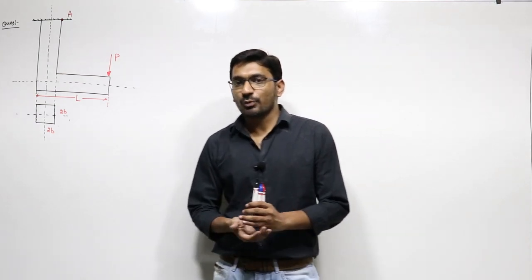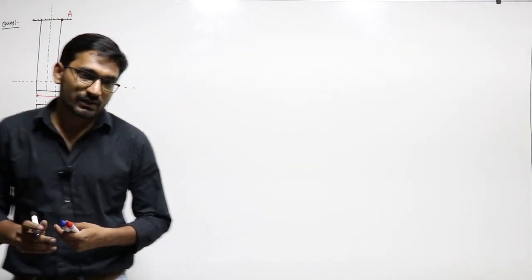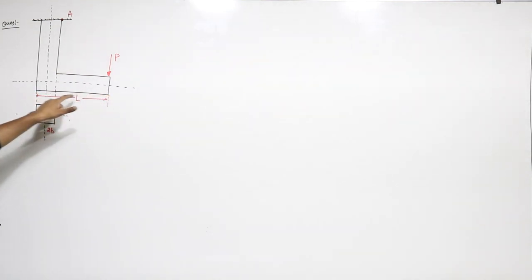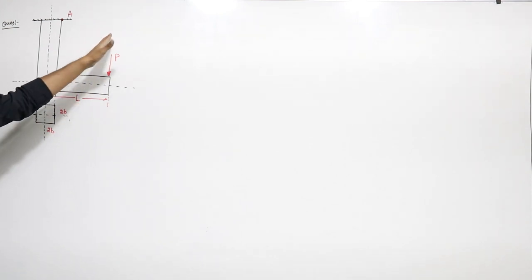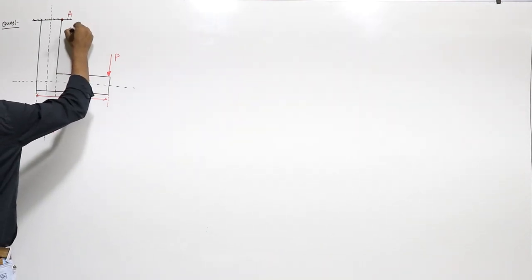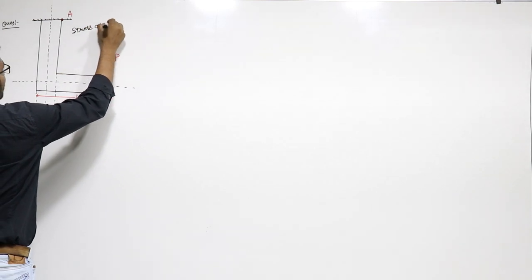Let us solve one more numerical. This is a kind of L structure given to us. There is a vertical bar and a horizontal bar. The cross section of this vertical bar will be a square of dimension 2b and 2b. The length of this horizontal bar is L. Here one load P is acting, and we have to find the stress at point A.